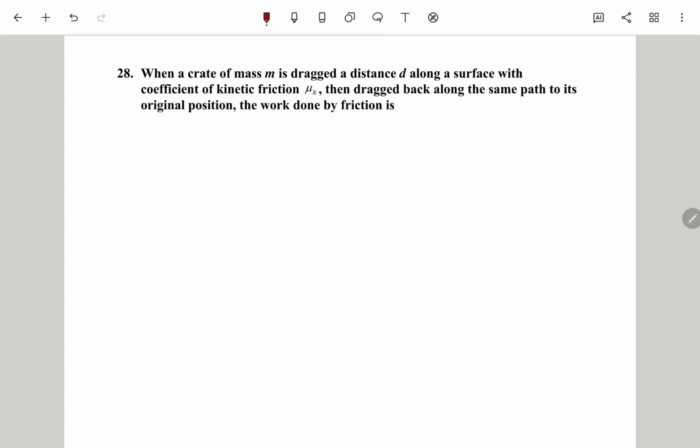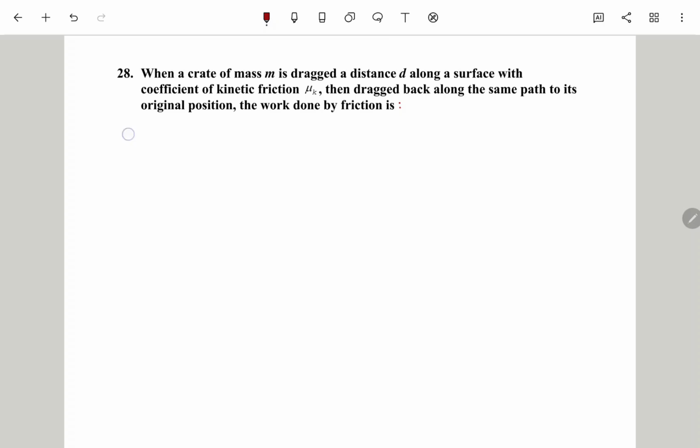When a crate of mass m is dragged a distance d along a surface with coefficient of kinetic friction mu k, then dragged back along the same path to its original position, the work done by friction is, now the situation here is different from the previous example because this is a frictional force, and as we all know, frictional forces are not conservative. Then the work done when you move from point A to point B and back to the same point will never be 0 for this case.